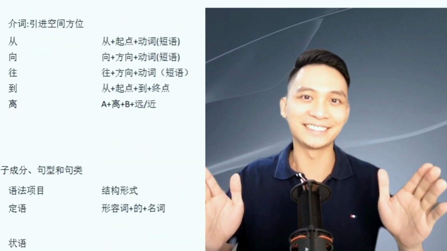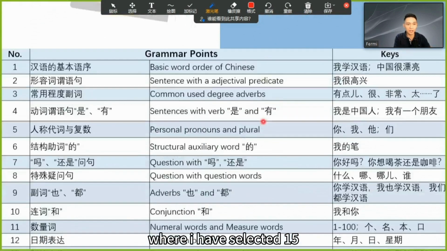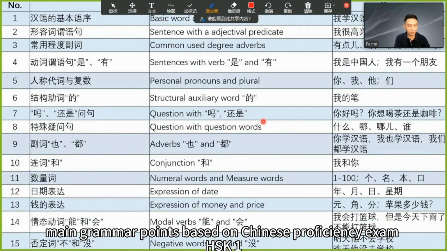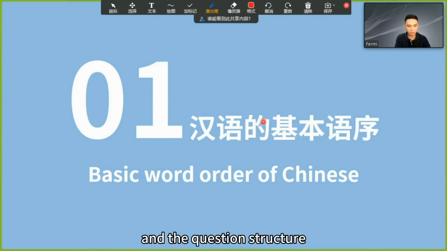Let's begin. Let's start with the beginner level, where I have selected 15 main grammar points based on the Chinese Proficiency Exam HSK 1. The first point will be the basic order of Chinese sentences and the question structure.